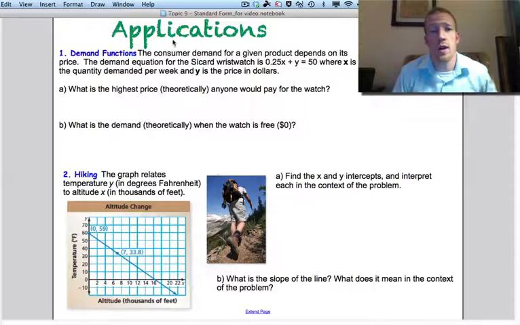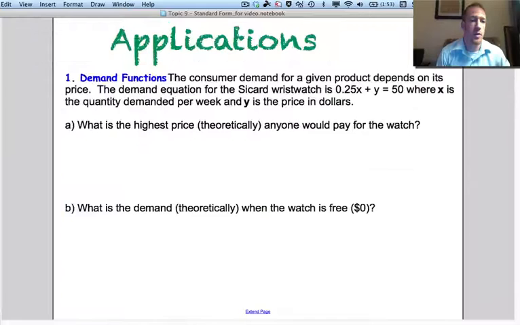Alright, hey guys, so now we're going to take our standard form stuff and apply it to some real life problems. This is what your page looks like, and I separated it out so I got a little more room. So, demand function. The consumer demand for a given product depends on its price. So basically if something costs more, less people are going to want it, so the demand will go down. So you have a graph looking like this, right?